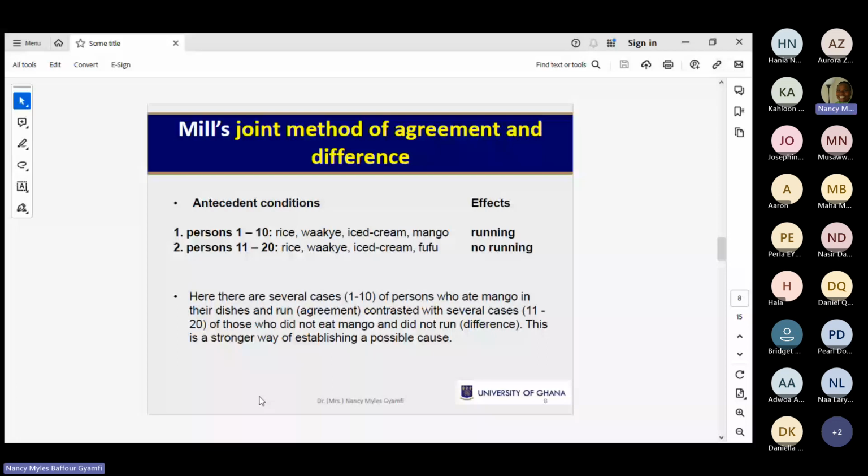The next sauce that was dished, still the salad, when the other set of people came, they didn't get it. You see that you will suspect the spoon, or whoever it is that was dishing it, because it is the same meal, but a specific number of people got a certain effect and a specific number did not get it. That is the joint method of agreement and difference at play.